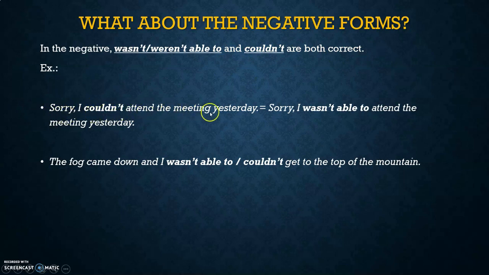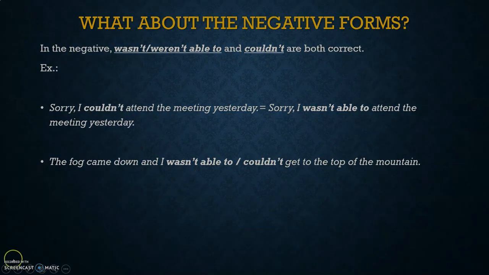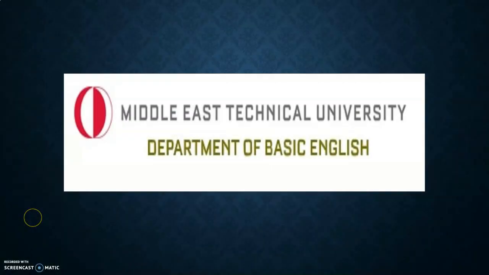Sorry, I couldn't attend a meeting yesterday. Or sorry, I wasn't able to attend a meeting yesterday. Both of them are possible and they don't have any difference in meaning. The fog came down and I wasn't able to or couldn't get to the top of the mountain. Both of these modals give the same meaning in this specific sentence. This is the end of part 1.